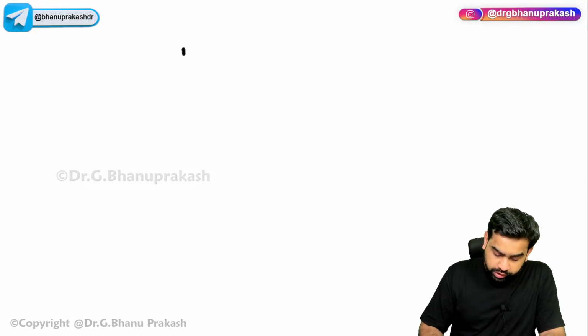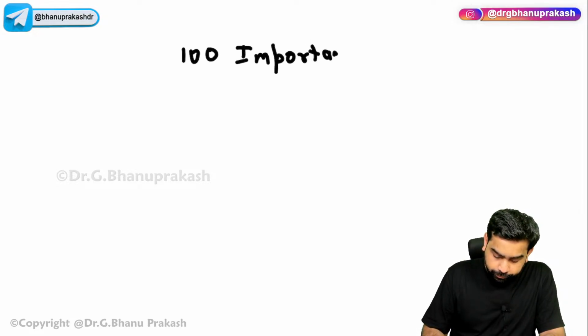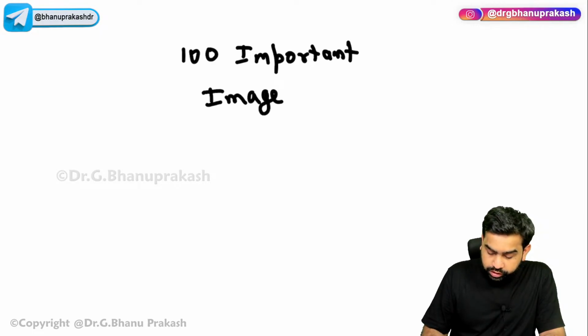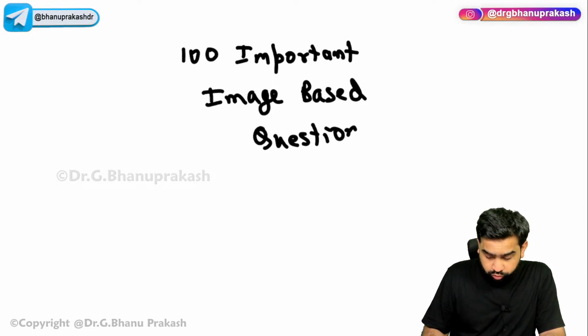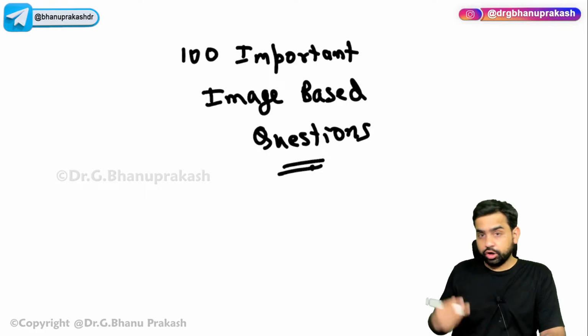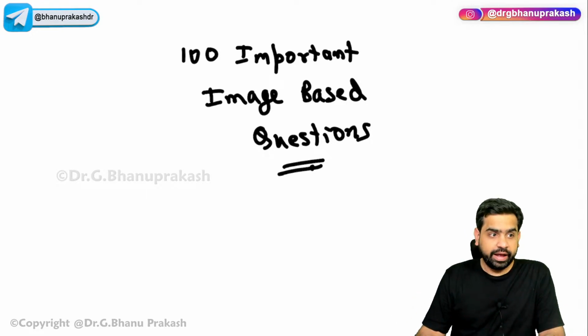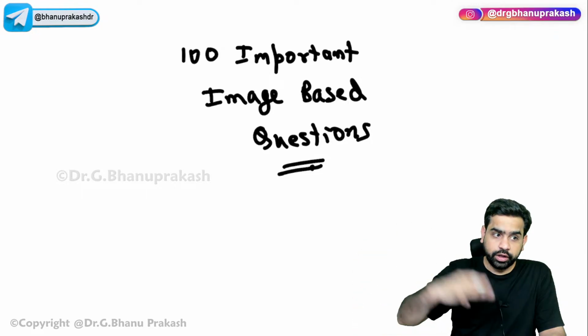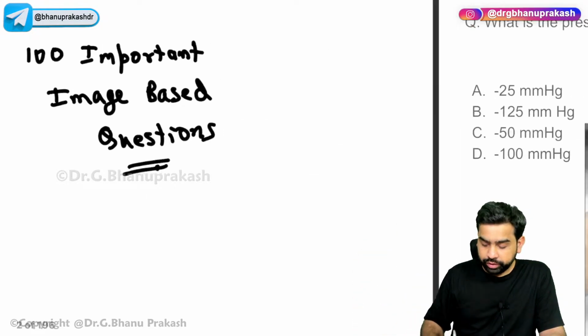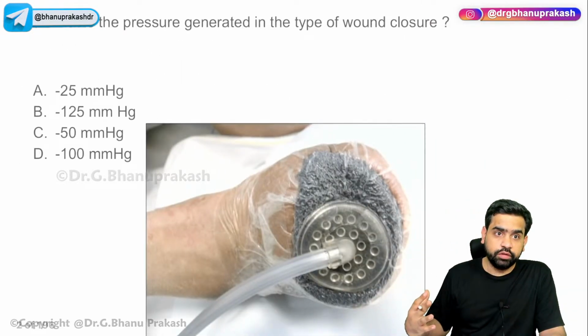What we are going to do today is discuss 100 important image-based questions. I will be fast because we have to cover 100 questions. It will take around 5 hours, and I'll be a bit fast. That's fine, but I want you guys to put your answers in the comment box. Without wasting any further time, let's start with the first question.